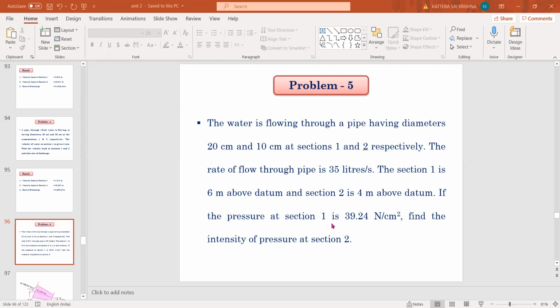So if the pressure at section 1 is 39.24 Newton per centimeter square, find the intensity of pressure at section 2. So he has given the pressure at the first section as P1 equal to 39.24 Newton per centimeter square. Again, we need to convert these units to Newton per meter square and find the pressure. So we need to calculate P2 from the problem. Just the P2 value is asked, right? So please copy the question.